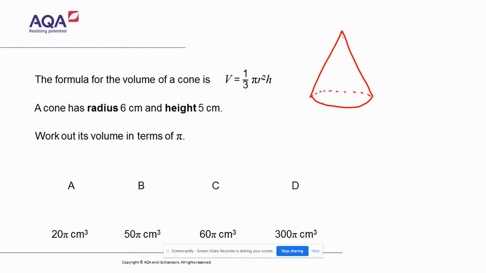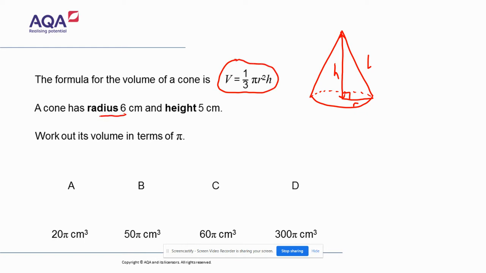So the height is the perpendicular height, and the radius, notice, forms a right angle triangle. And the final bit of information we might need later, but not for volume, is the slanted length on the outside there. So the formula, like I said, you were given, so volume equals 1/3 pi r squared h.